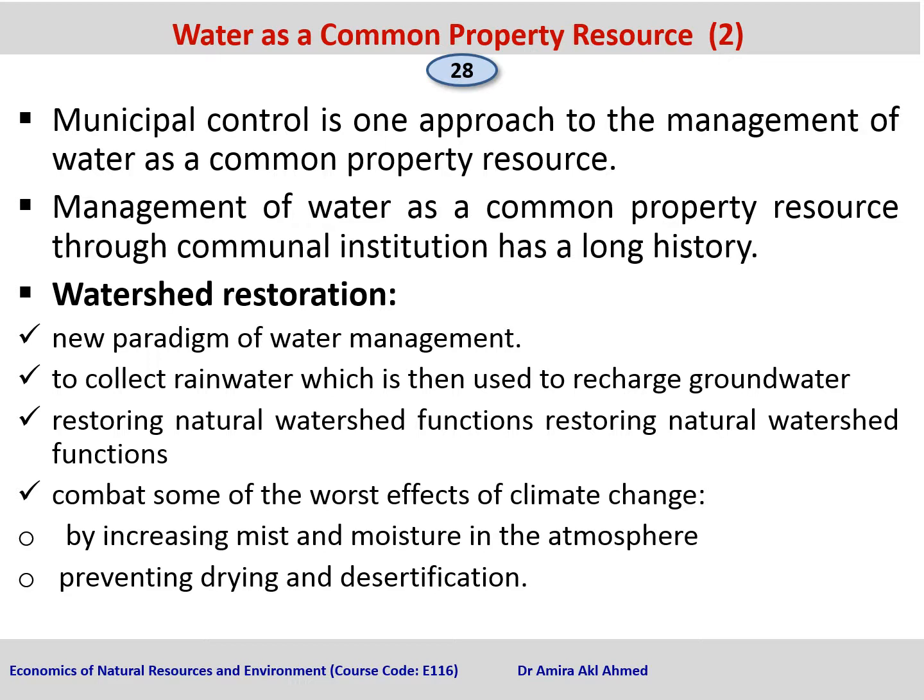Recreating local wet ecosystems and restoring small-scale water cycles can help combat some of the worst effects of climate change by increasing mist and moisture in the atmosphere, preventing drying and desertification.